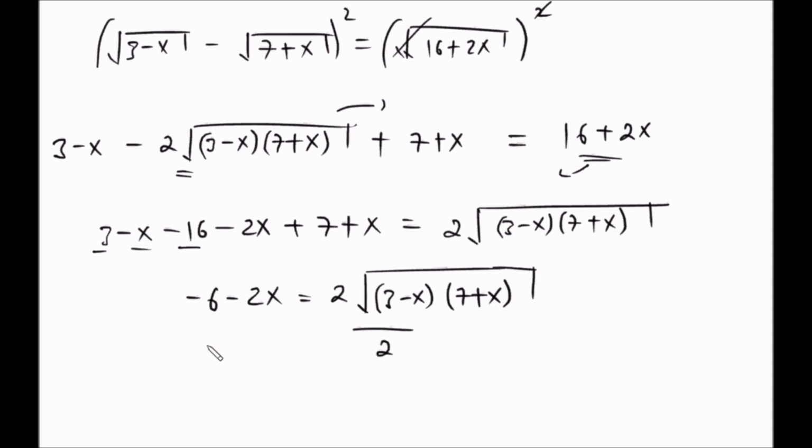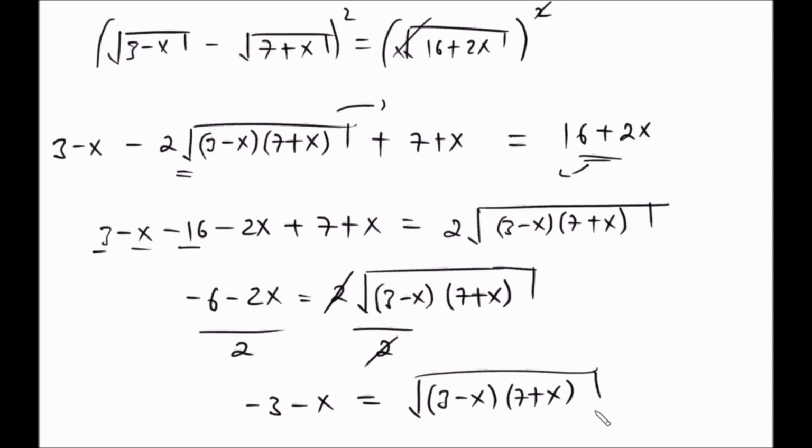So I'm going to divide by 2 and by 2. So huku nitabaki na negative 6 divided by 2 ni negative 3, negative 2 divided by 2 ni 1. So huku nitabaki na 3 minus x is equal to the square root of 3 minus x times 7 plus x. So nimebaki na negative 3 minus x is equal to the square root of 3 minus x times 7 plus x. So again, kuondoa square root ya upande huu, I have to square it.